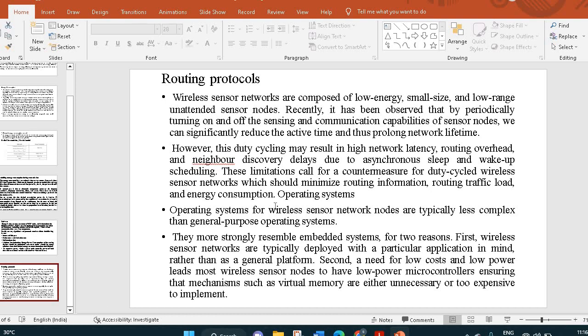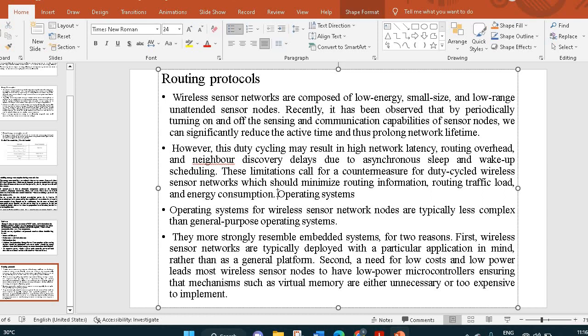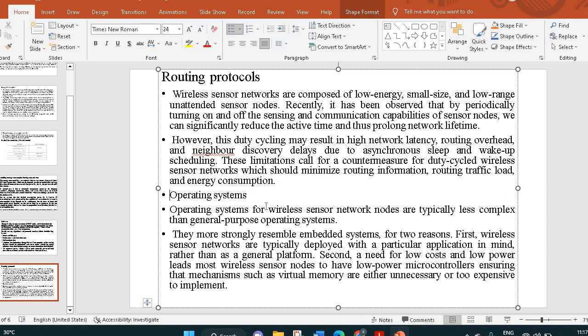Operating systems. Operating systems for wireless sensor network nodes are typically less complex than general purpose operating systems. They more strongly resemble embedded systems for two reasons. First, wireless sensor networks are typically deployed with a particular application in mind rather than as a general platform. Second, a need for low cost and low power leads most wireless sensor nodes to have low power microcontrollers, ensuring that mechanisms such as virtual memory are either unnecessary or too expensive to implement.